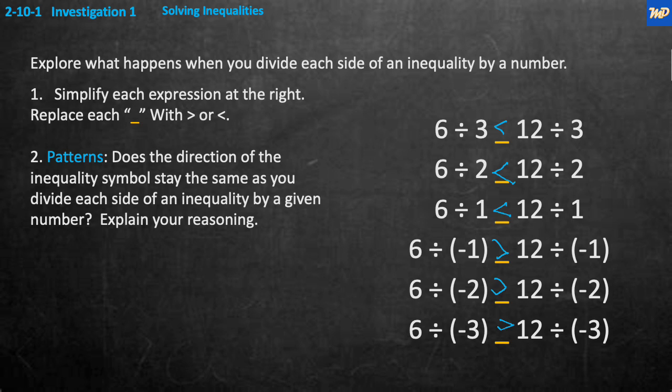So it says patterns. Does the direction of the inequality symbol stay the same as you divide each side of the inequality by a given number? Explain the reasoning. Well, we've talked about what the reasoning is, but you can see that we came down from divide by 3, 2, 1. When we got down to 1, they were all less thans. Then once we started dividing by the negatives, all of a sudden it switched. So now everything is greater than. The number on the left is greater than the number on the right.